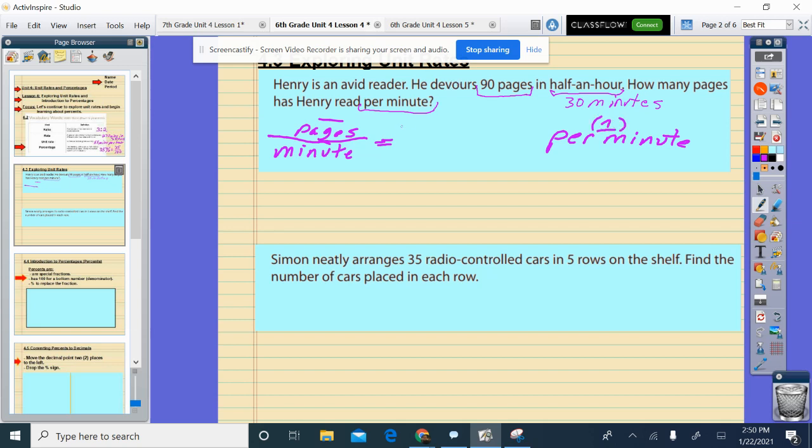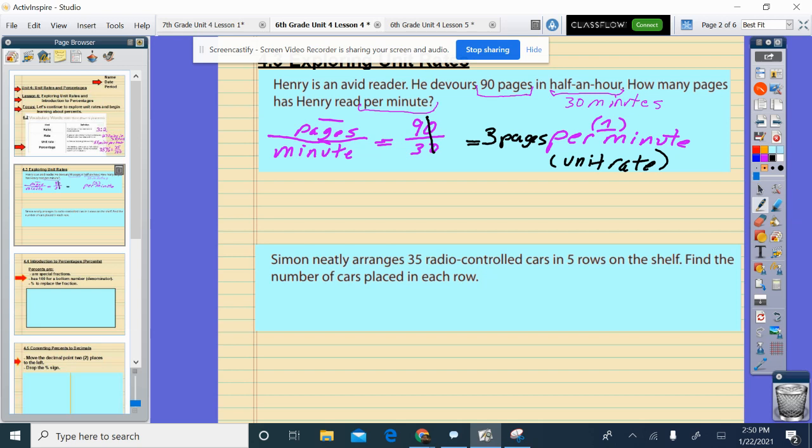Then all you do is get the information out of the word problem. So I have 90 pages in 30 minutes. And hopefully you're seeing that those are both multiples of 10, so I can cancel out the 0. So that's 9 divided by 3, which would equal 3 pages per minute. And this is the unit rate.